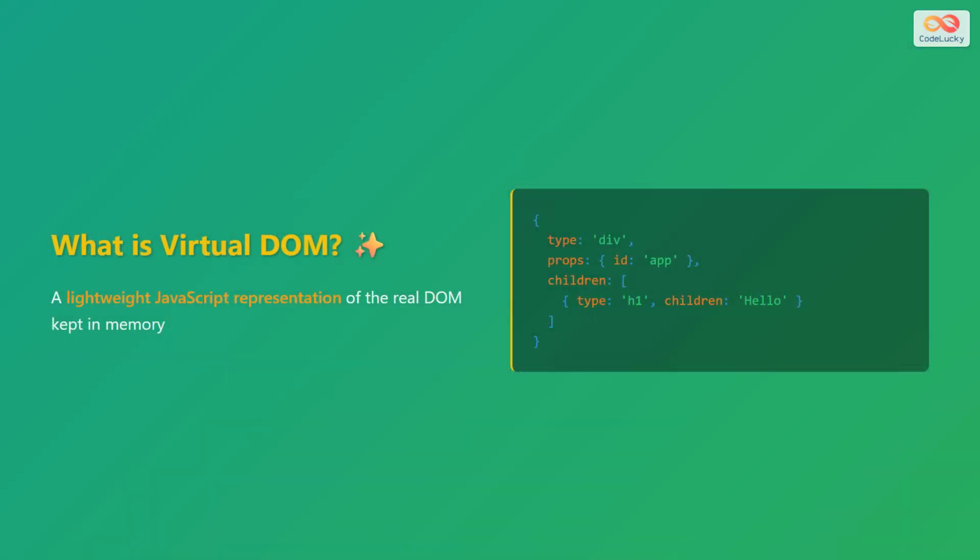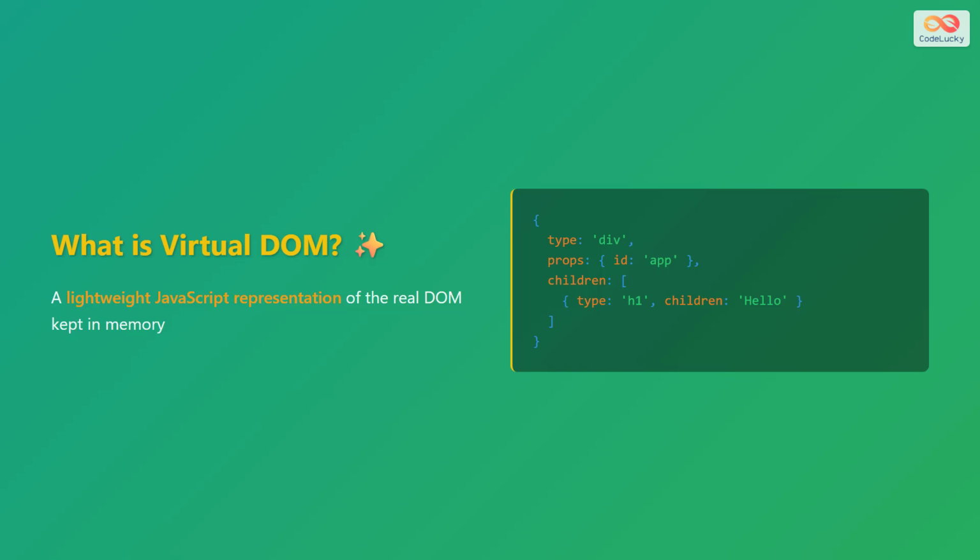The Virtual Document Object Model, or Virtual DOM, is a lightweight JavaScript representation of the real document object model. It is kept in memory and acts as a proxy between your code and the actual document object model. Think of it as a blueprint or a shadow document object model.